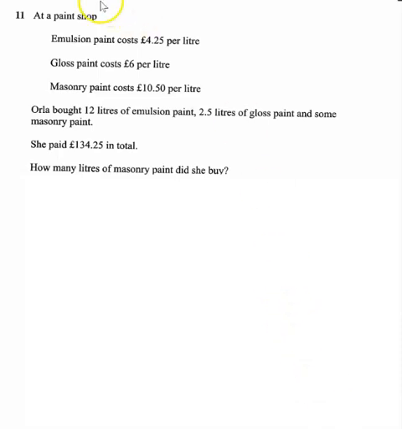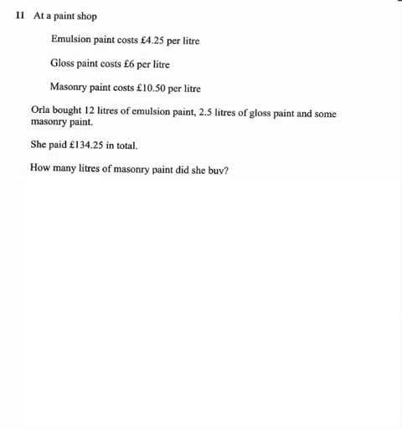So for question 11, it says, at the paint shop, emulsion paint costs £4.25 per litre, gloss paint costs £6 per litre, masonry paint costs £10.50 per litre. Orla bought 12 litres of emulsion paint, 2.5 litres of gloss paint and some masonry paint. She paid £134.25 in total. How many litres of masonry paint did she buy?